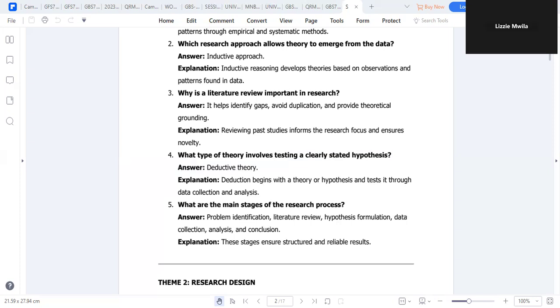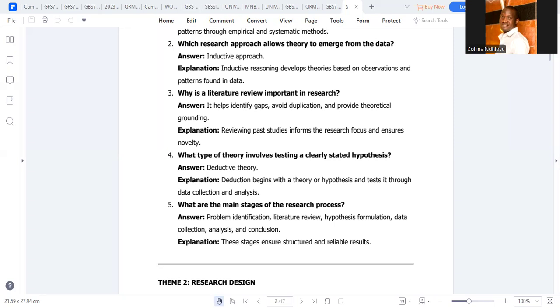Empirical gaps. Theoretical gaps, methodological gaps, and contextual gaps. Oh, great. So we talked about a number of gaps. Yeah, that is true. Empirical gaps, theoretical gaps. Okay. We also have systematic gaps. All right. Methodological gaps. Okay. Gaps from the conceptual studies. So those are the types of gaps that we should know.